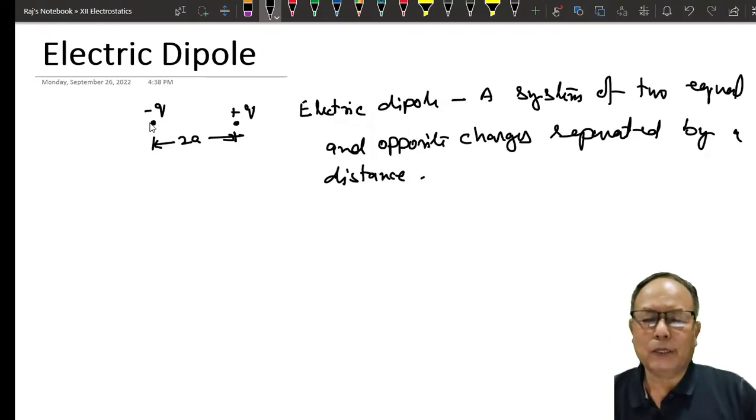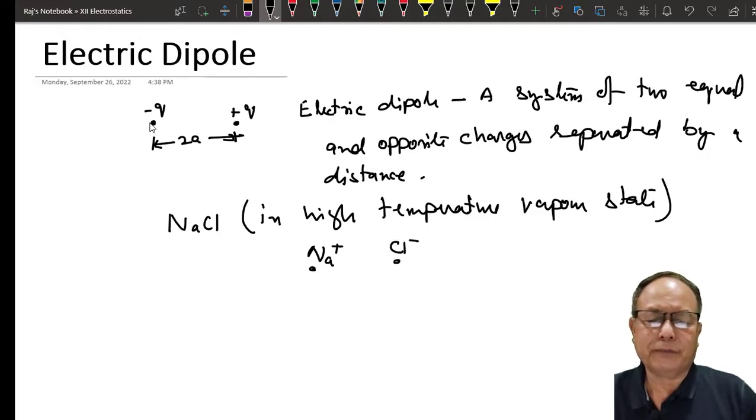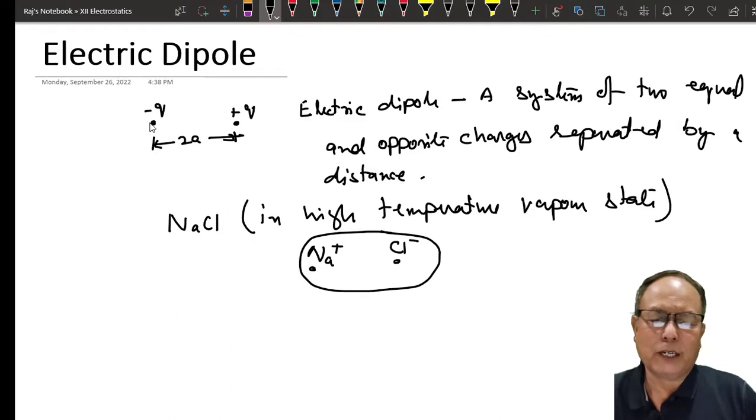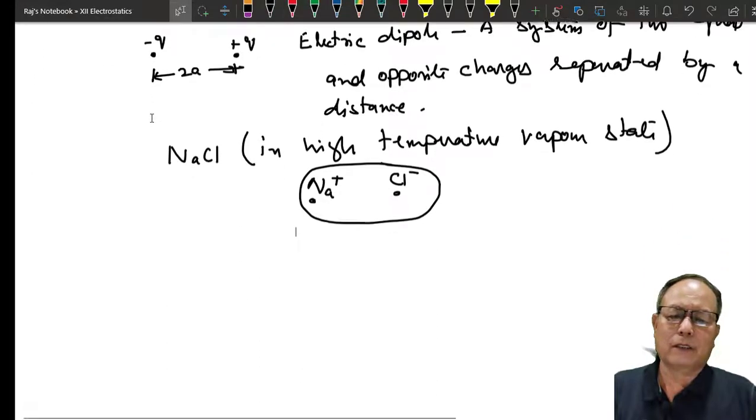For example, we consider sodium chloride in a high temperature vapor state, which may be considered as a sodium ion and a chloride ion. At high temperature, the sodium chloride separates into sodium ion and chloride ion. A dipole is a system of two equal and opposite charges separated by a certain distance.